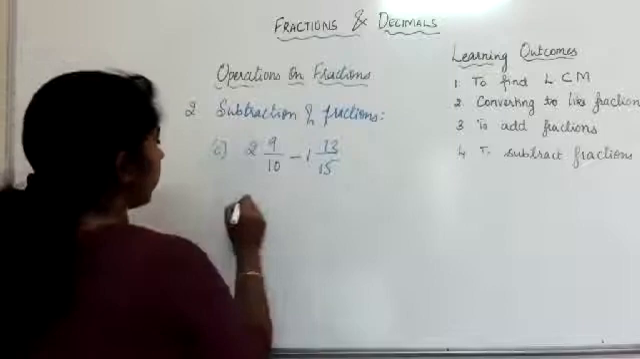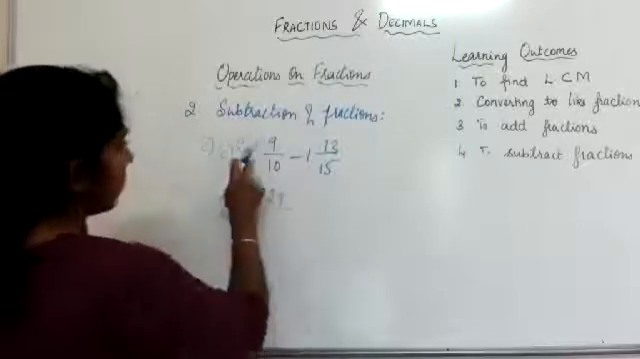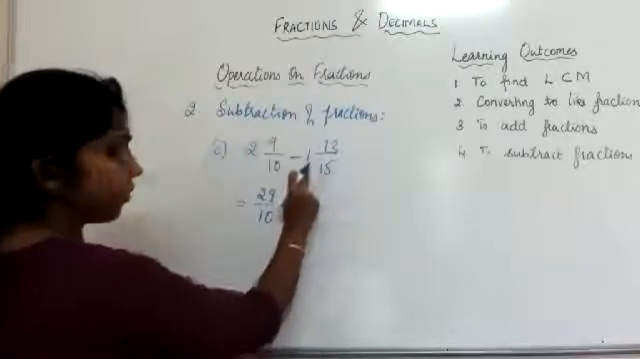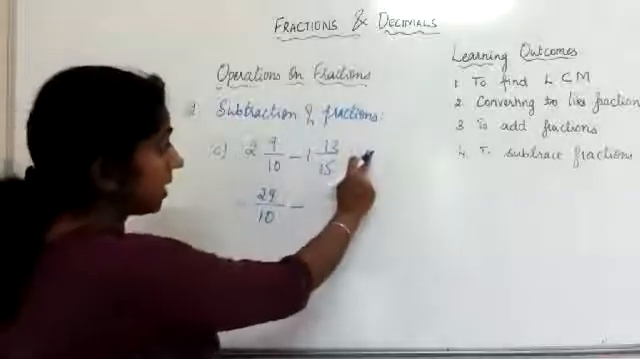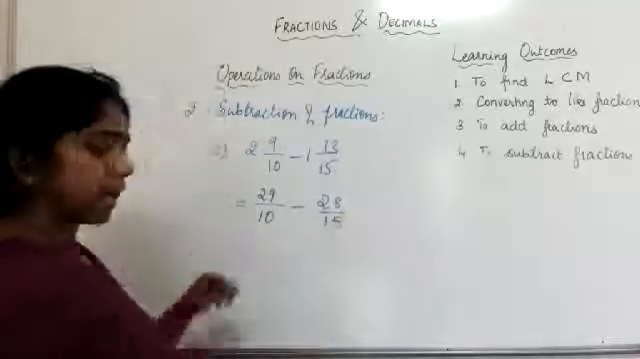So this will be 10 into 2, 20, 20 plus 9, 29 by 10, minus 15 into 1, 15, plus 13, so it will be 28, 28 by 15. I have done it directly.